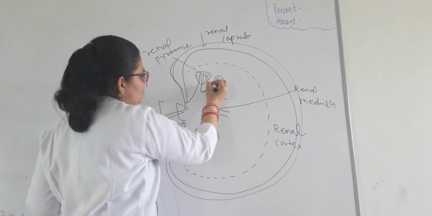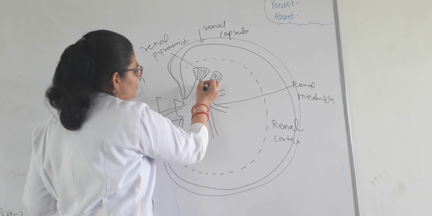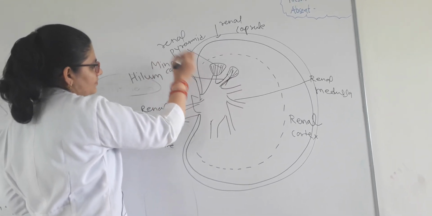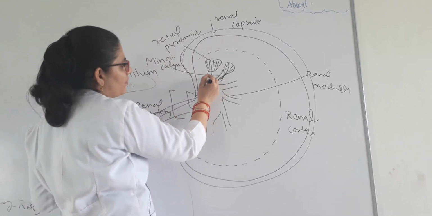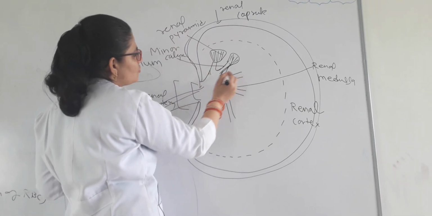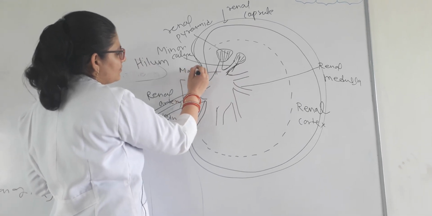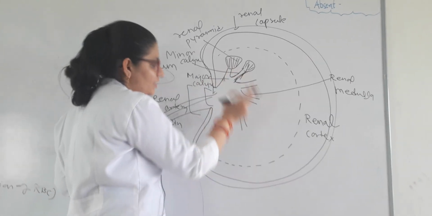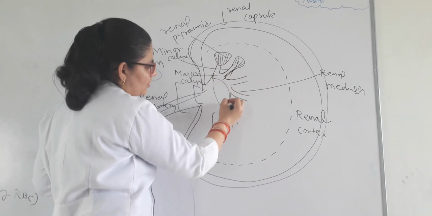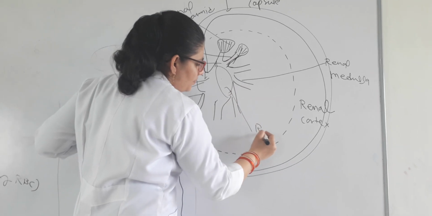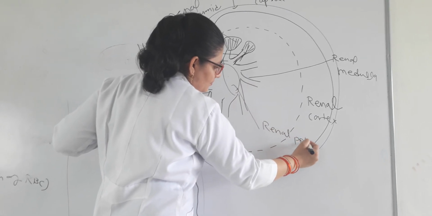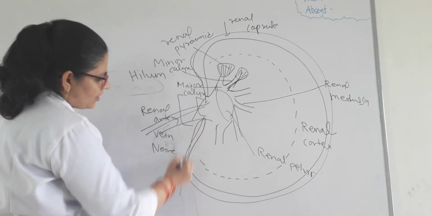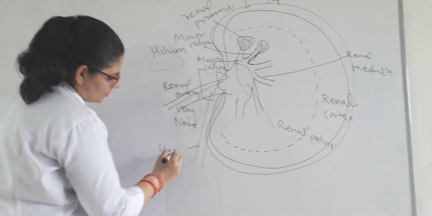Apart from that, you can see these branches are there. These branches are known as the minor calyx. And these will join to form a little bit thicker structure, which is known as the major calyx. Now, this major calyx will again join, and this portion is known as the renal pelvis. After that, the renal pelvis will further join this area, and this area is the ureter.